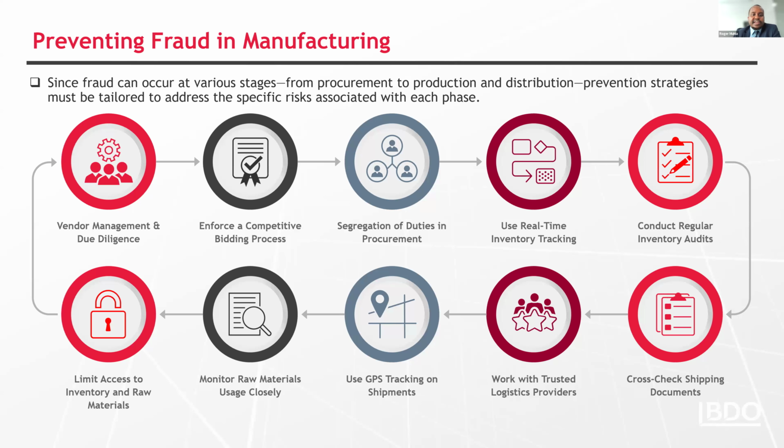Lastly, we'll look at how to prevent fraud in manufacturing. Preventing fraud in manufacturing means that you have to be proactive at every stage of the process. And we've seen that fraud can occur during procurement or production, inventory management, and distribution. And so manufacturers need to implement some key strategies to protect themselves in each of these areas. So I'll break it down for you, some 10 key things that you can do to prevent fraud in each of these areas.